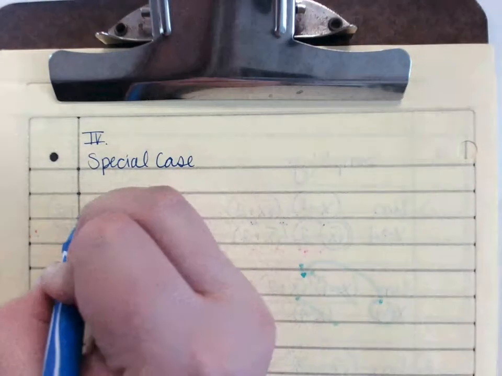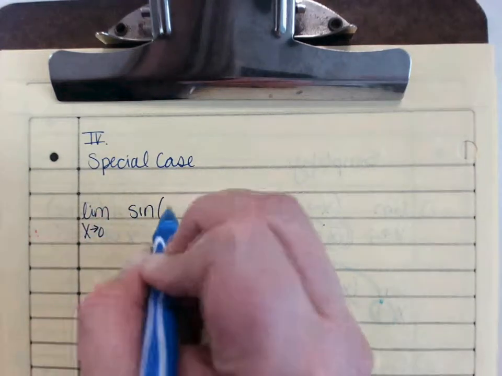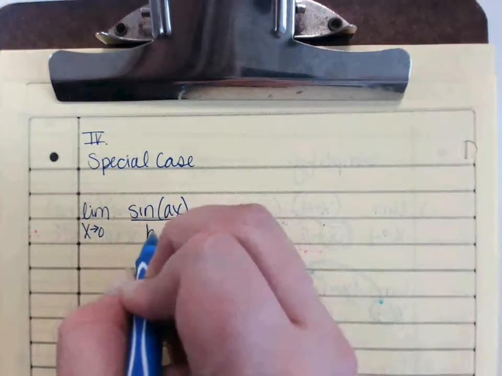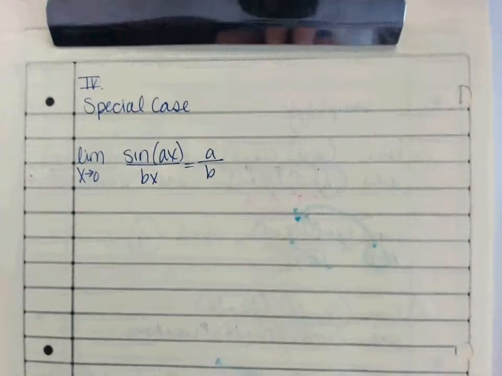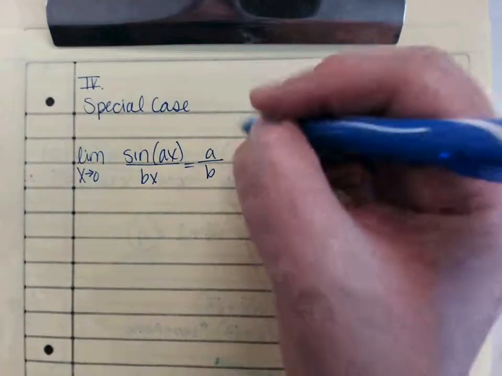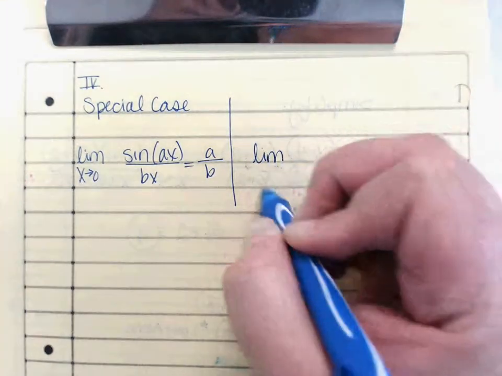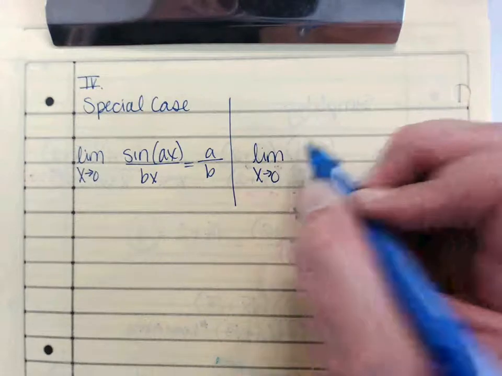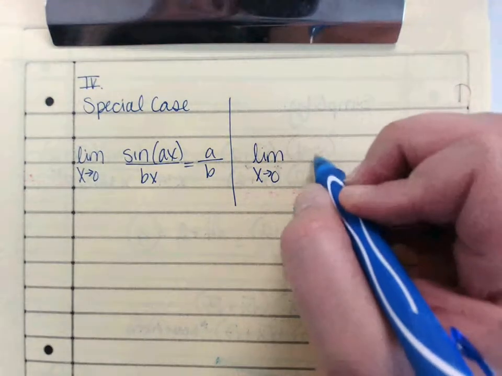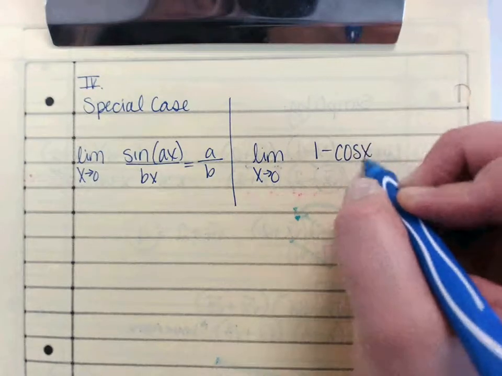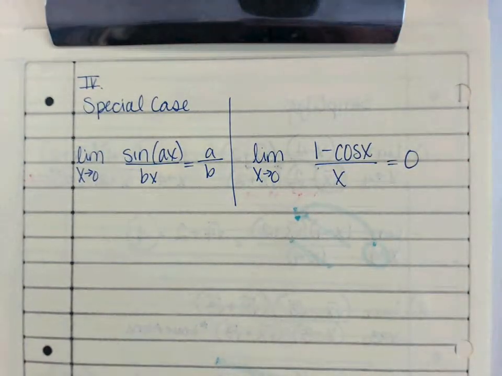Okay, first one is the limit as x approaches 0 of sine ax over bx goes to a over b. Second one, limit as x approaches 0 of 1 minus cosine x over x, and it goes to 0.